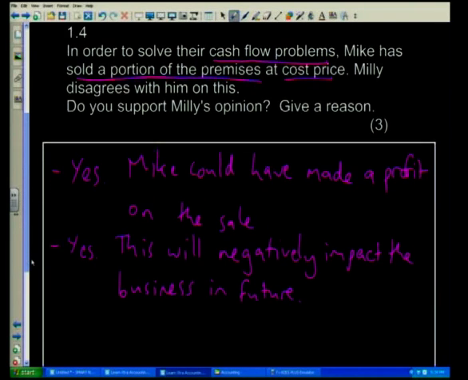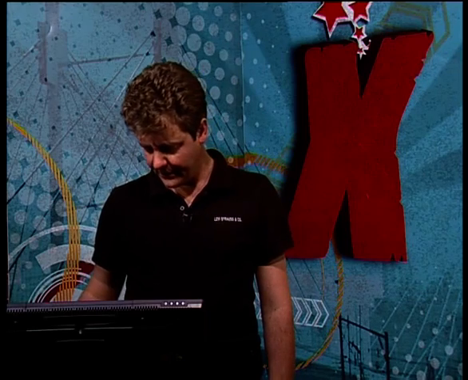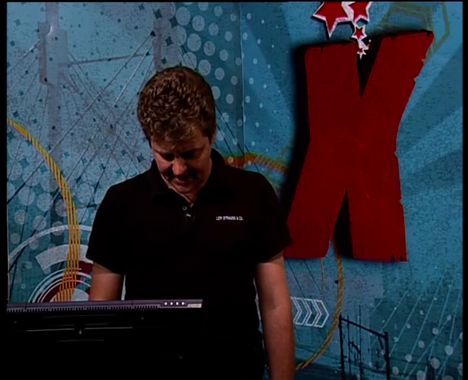Of course, you could also say that you do not support Millie's opinion, and you'd also have to give a reason for that. Perhaps this business is indeed in trouble, and it urgently needs to sell something in order to maintain a good cash flow. Why should it sell its land and buildings?